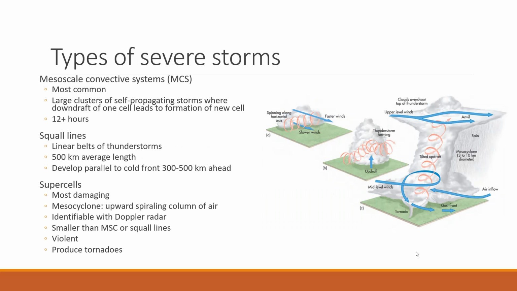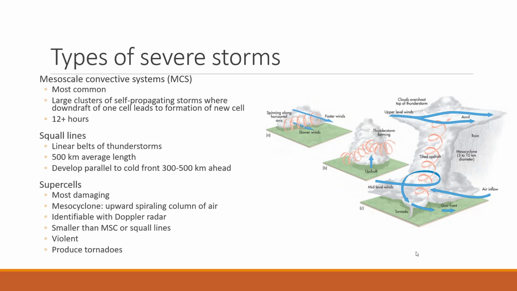So we can have mesoscale convective systems, MCSs. These are the most common. These are large clusters of self-propagating storms where the downdraft of one cell will lead to the formation of a new cell. They can last for 12 or more hours. We can also have squall lines. These are linear belts of thunderstorms. They tend to be quite long, about 500 kilometers. They will develop parallel to a cold front, but ahead of it.